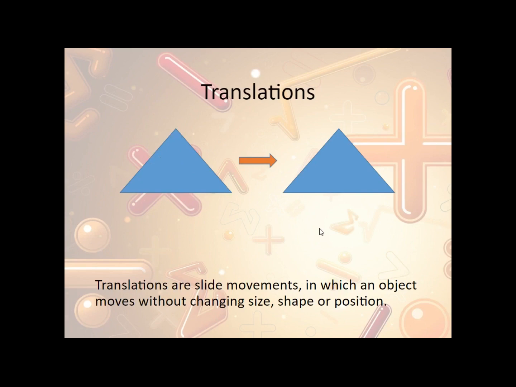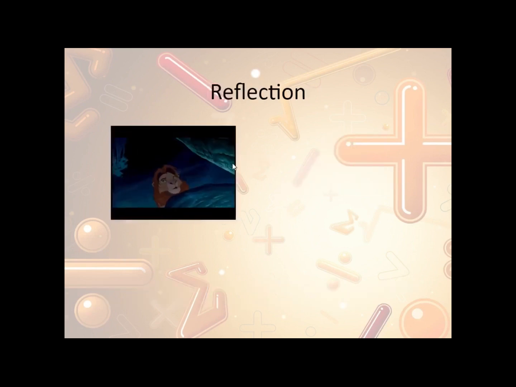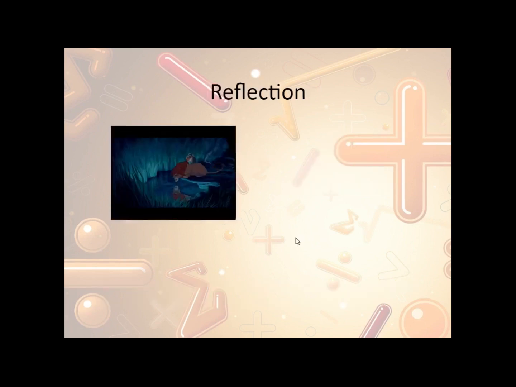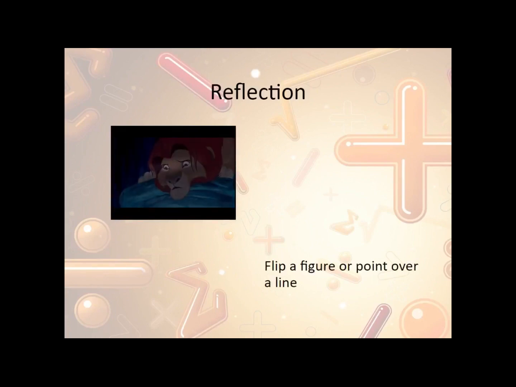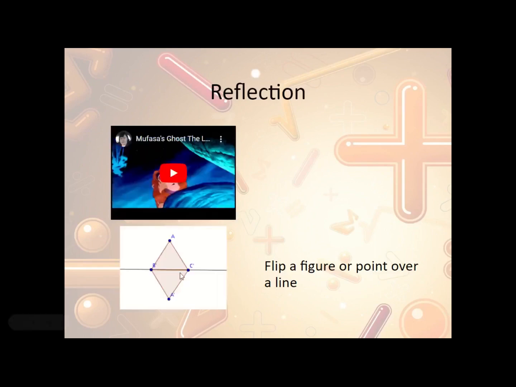It just slides around. Now here's a little video of Simba looking at his reflection in the water. So that's what a reflection is. Reflections occur when we flip a figure over a point or a line. So, for instance, we have a triangle here. If we flip it over this line, it's going to flip downward and look like this.